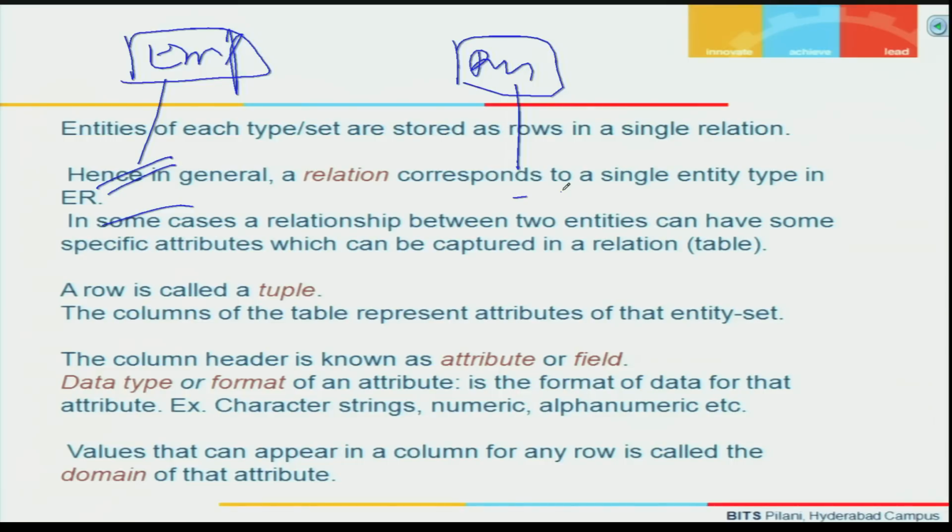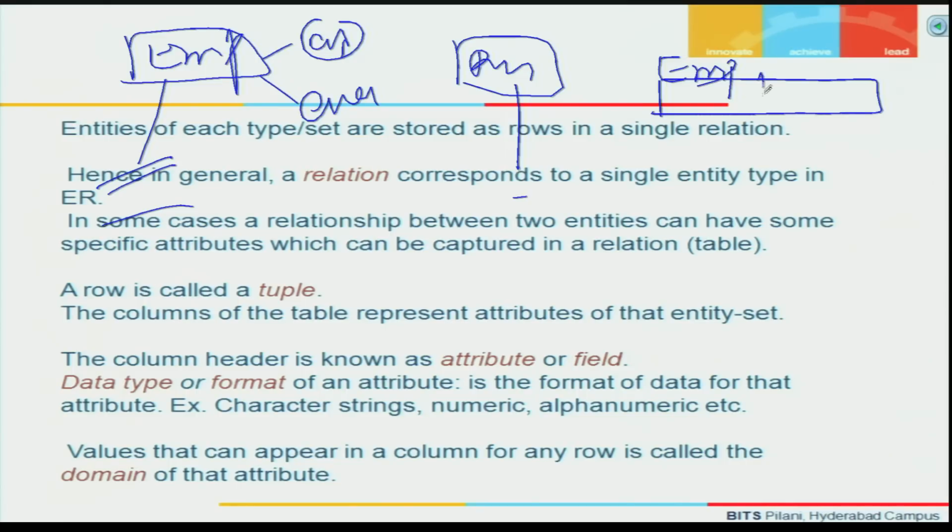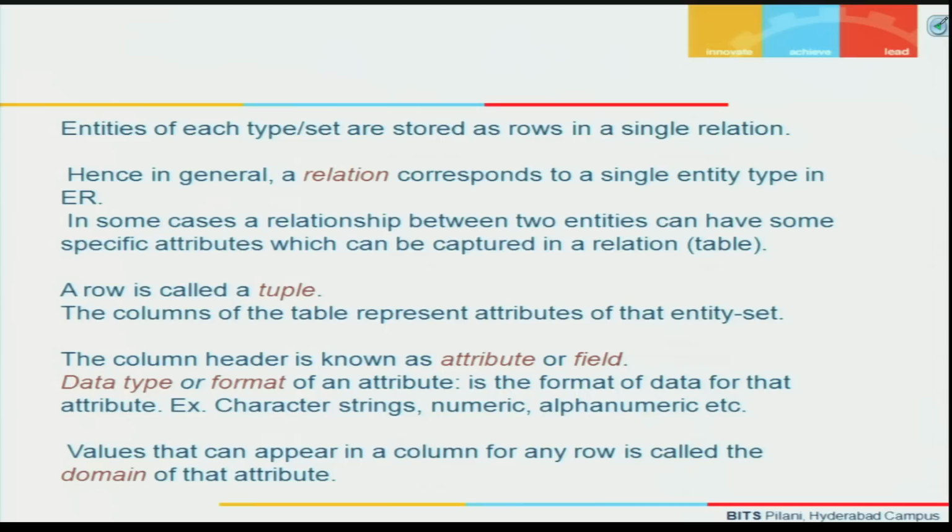That's what we have learnt just now. The column of the table represents attributes of that particular entity set. Suppose you take employee entity type, then you have employee ID and then employee name, something like this. Then I define a relation to store the information about employees. All the attributes of the entity type become columns or fields in that relation schema. So first one is going to be EID, that is the first field or attribute of the relation, and second one is going to be the name, and so on and so forth. Then a row is called a tuple. The column header is called an attribute or a field.